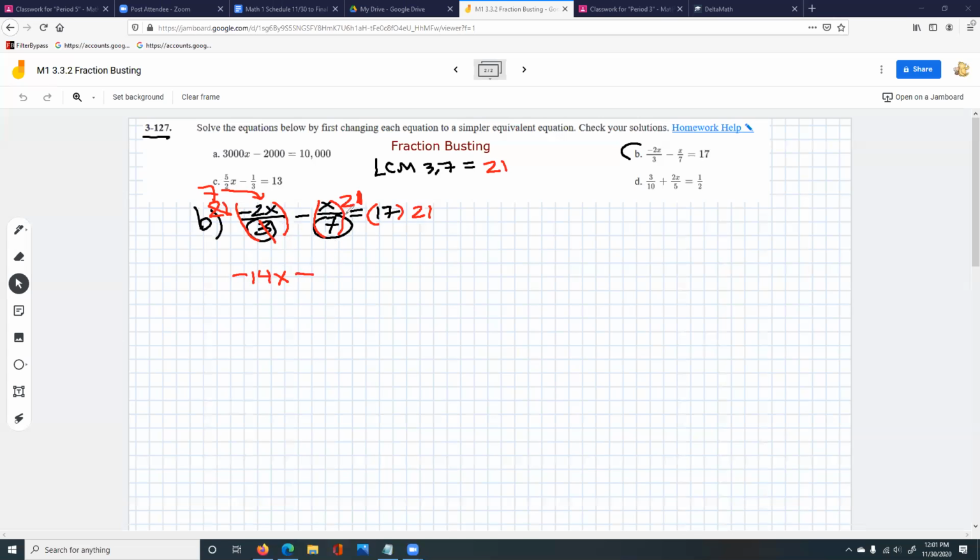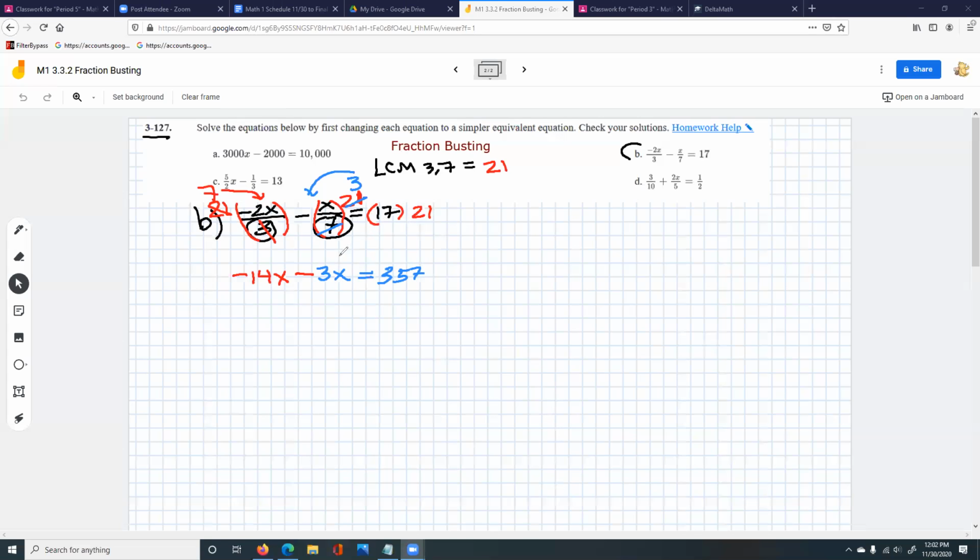Okay, this 7 is going to go into the 21. Let me switch colors here. 7 goes into 21 3 times. And so I can multiply this 3 times negative x to get negative 3x. Okay, that's how that works. And then I'm going to use my calculator to multiply 17 times 21 here. 17 times 21 is 357.